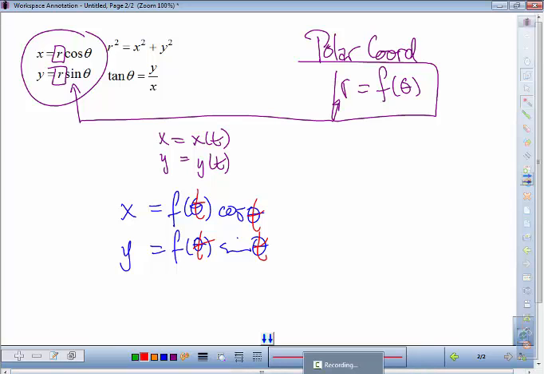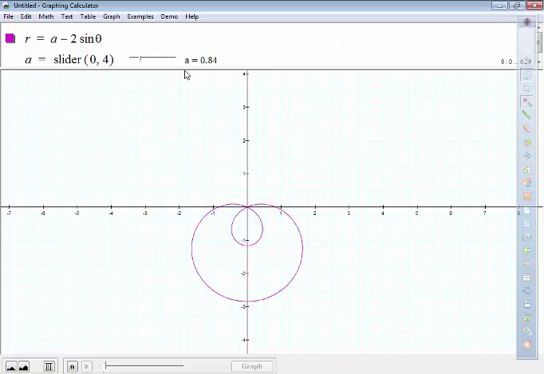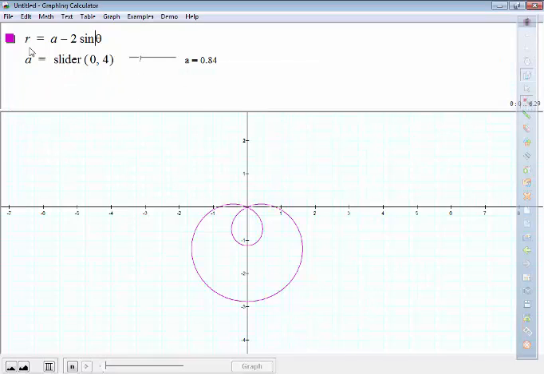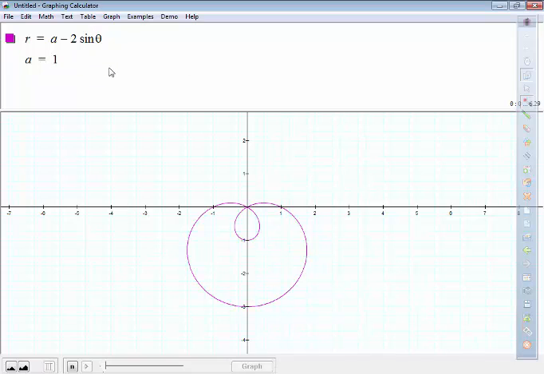So if you're in your calculator, if you're in parametric equation mode and you want to graph a polar coordinate, instead of switching to polar coordinate mode, you can just use this little trick to graph your parametric equations. So just to see that they do, in fact, work together, let's take a look at this graph. Let's fix a to equal 1 to make it easy. So let's take a look at this graph, 1 minus 2 sine theta.